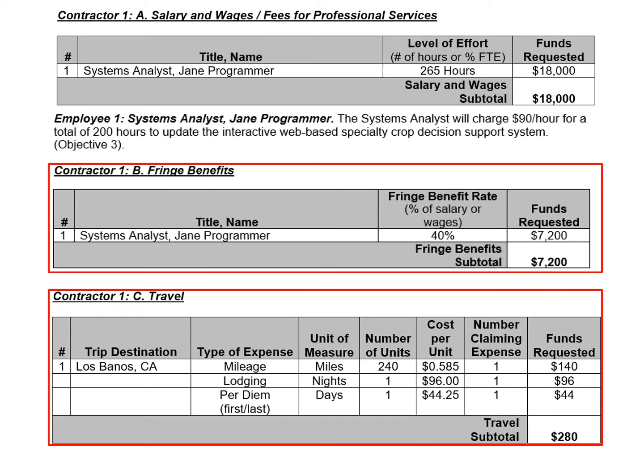This is what the breakdown should look like for a contractor using a salary and wages or fee for professional services fee structure. This example only shows budget categories A, B, and C, but a breakdown should be provided for all budget categories where expenses are expected. There is one set of blank tables provided, so copy these tables for each additional contractor as needed. For a more thorough example, review the example budget narrative provided in Appendix C in the grant proposal instructions.